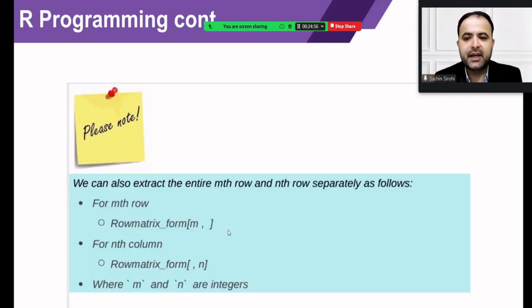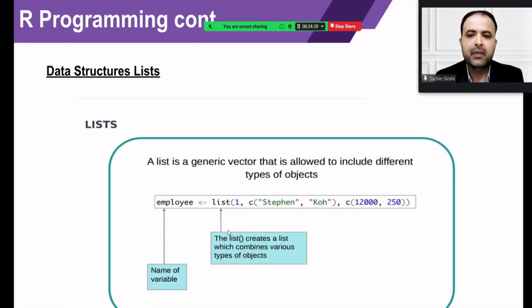We can also extract the number of rows and the number of columns separately as follows. For the number of rows, obviously, we will discuss later. Now I want to discuss the list.